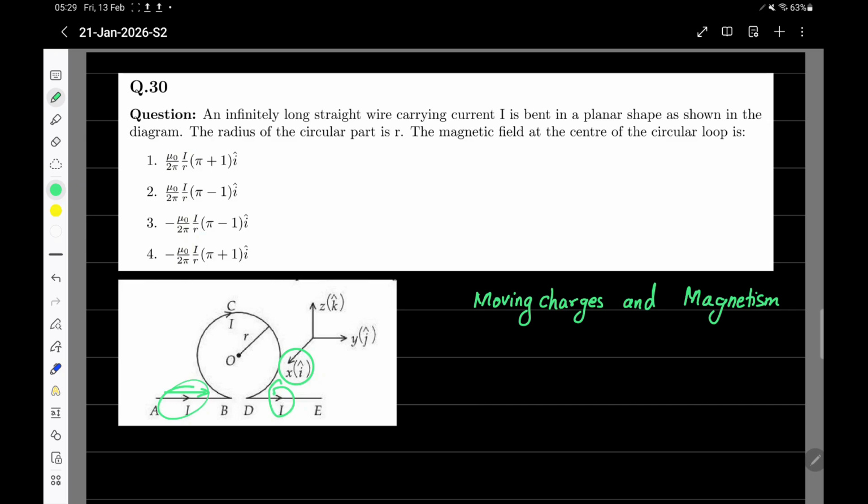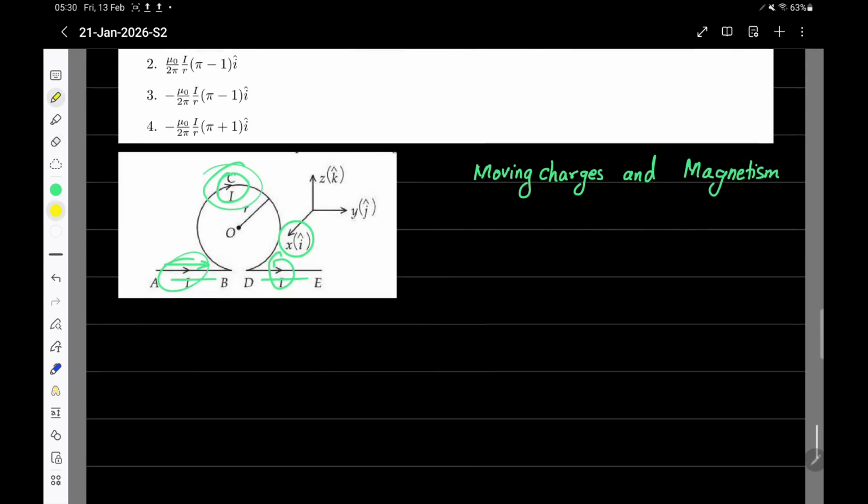However, if you curl your fingers in the direction of this current at O, you will see that the fingers will curl into the board. So, due to the straight parts, the magnetic field is outside the board, and due to the circular part, the magnetic field is into the board. Now we know the direction due to all the three parts. Let us talk about the magnitude of magnetic field.